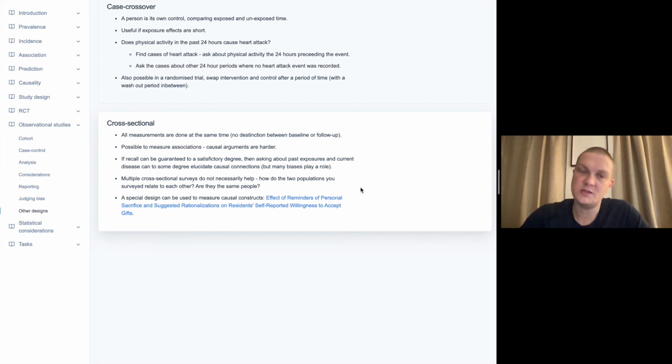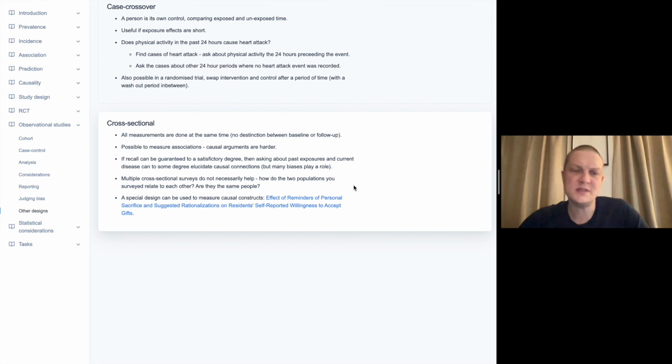Multiple cross-sectional surveys do not necessarily help. How do the two populations surveyed relate to each other? Are they the same people? So you can imagine we did a survey on first-term university students as they come to university. That doesn't constitute a follow-up because it's a new cohort every year. So how's that going to help you make a connection?